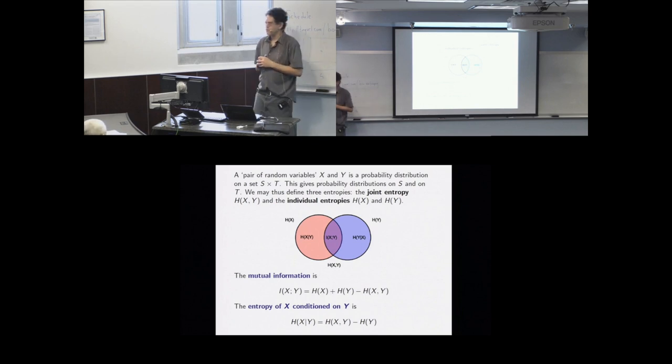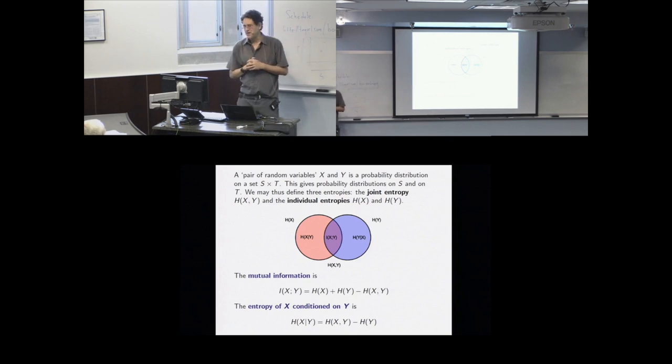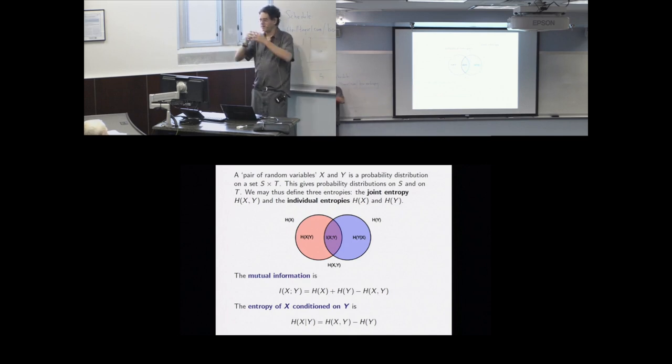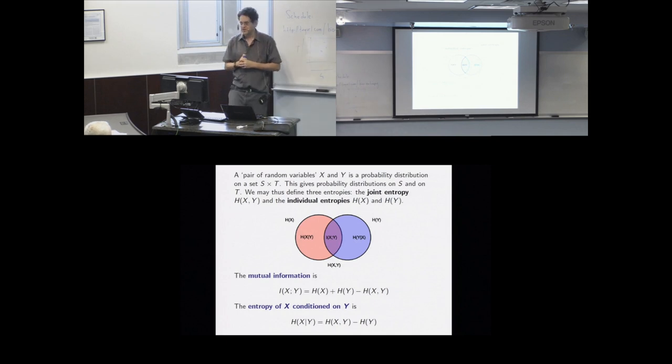So the more ignorant you are, the more you learn when someone tells you something, roughly speaking. So you can think of entropy as the ignorance you have when all you know is the probability distribution P. But it's also equal to the expected amount of information you gain when someone tells you the value of a point in that set chosen according to that probability distribution. So that's how I think of it.